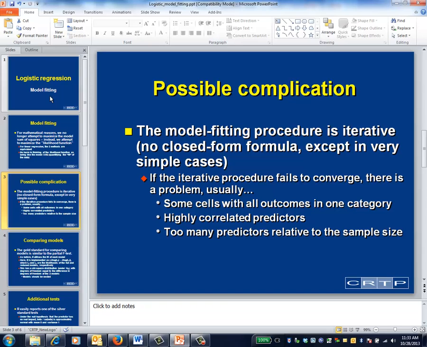The smaller the number of patients, the more the predictors, and the more highly correlated those predictors are, the greater is the likelihood that this kind of problem will occur.